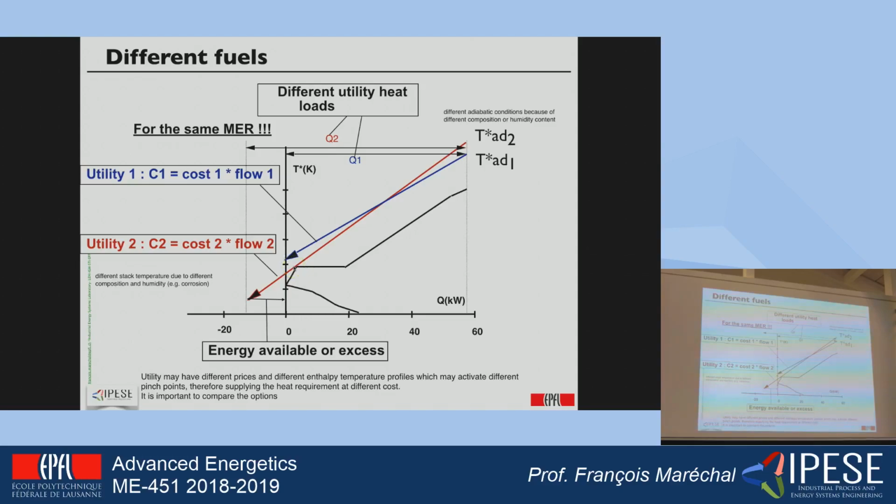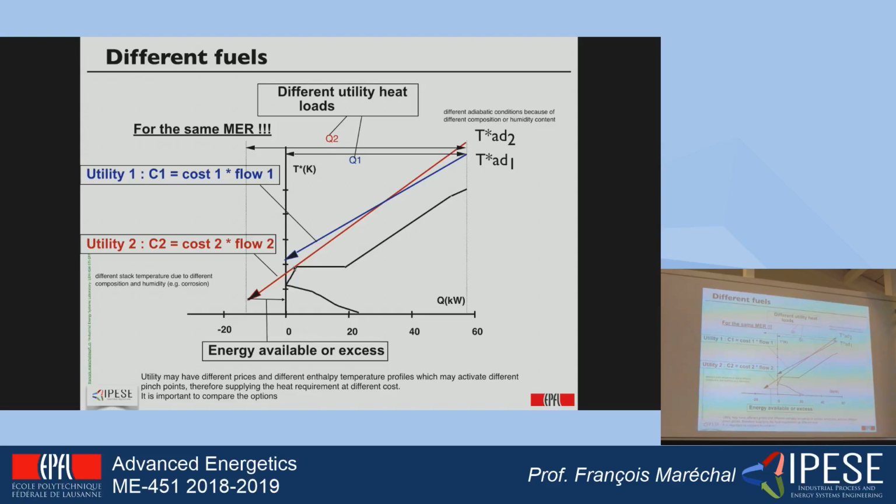So it means that I will have to make an analysis of which one of the two is the best. If I have 2 fuels, I will do it for 2. If I have 10 fuels, I will have to do it for 10 fuels.